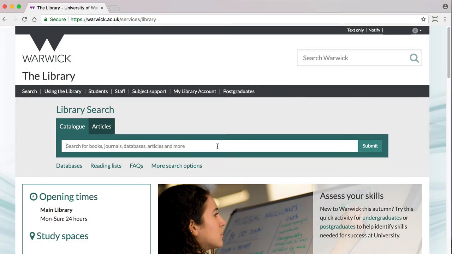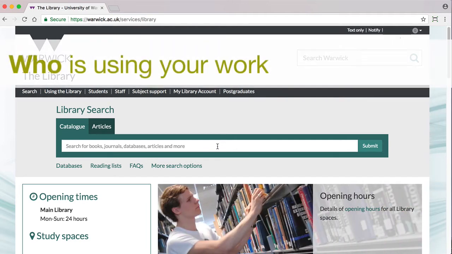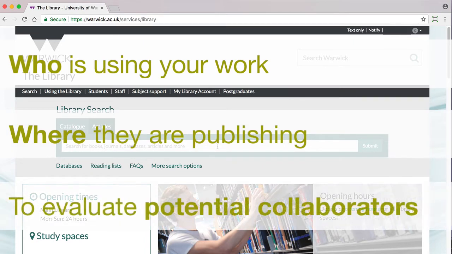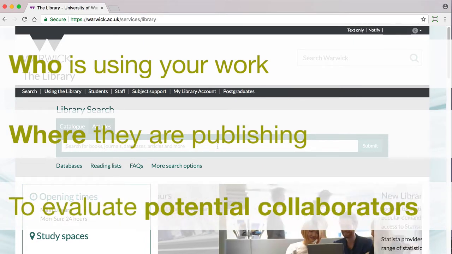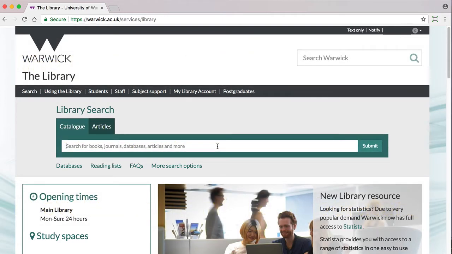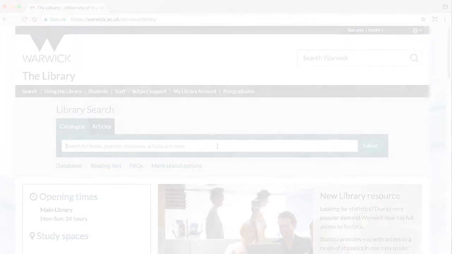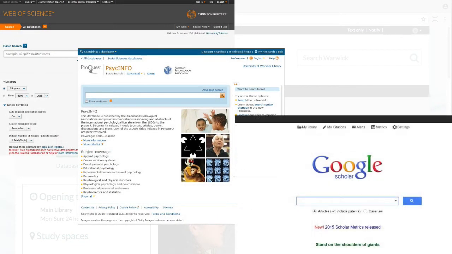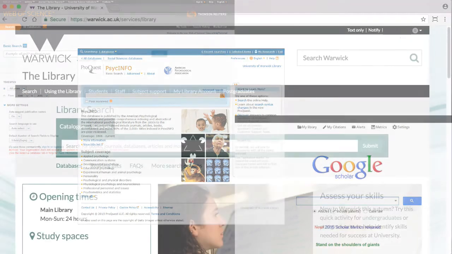There are a number of reasons why you might want to look at research this way: as a way of seeing who has used your work, where they might be publishing similar work to yours, or to evaluate potential collaborations and collaborators. There are several databases and search engines you can use for citation searching, including Web of Science, PsycInfo and Google Scholar, but the one we're going to look at today is Scopus.